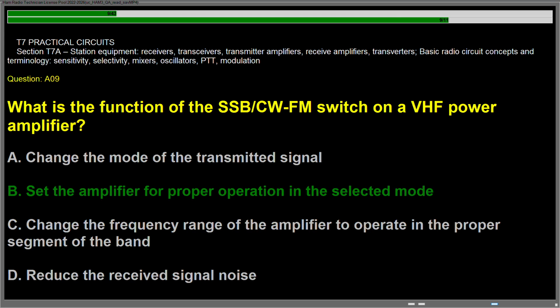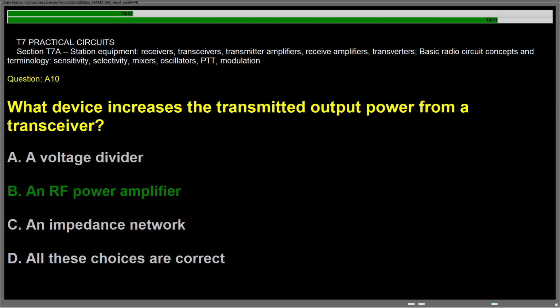Question Alpha 09, what is the function of the SSB/CW-FM switch on a VHF power amplifier? Answer is B, set the amplifier for proper operation in the selected mode. Question Alpha 10, what device increases the transmitted output power from a transceiver? Answer is B, an RF power amplifier.